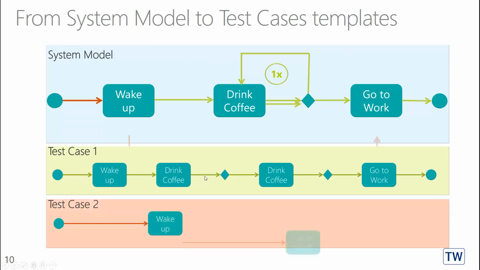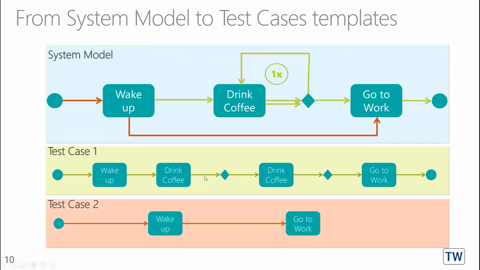But there are many other ways of going through that process. If I'm late, I directly jump into the car and drive to work. So the model-based testing approach derives the test models, the test cases, directly from the system model, without the need to have an intermediate model in between.